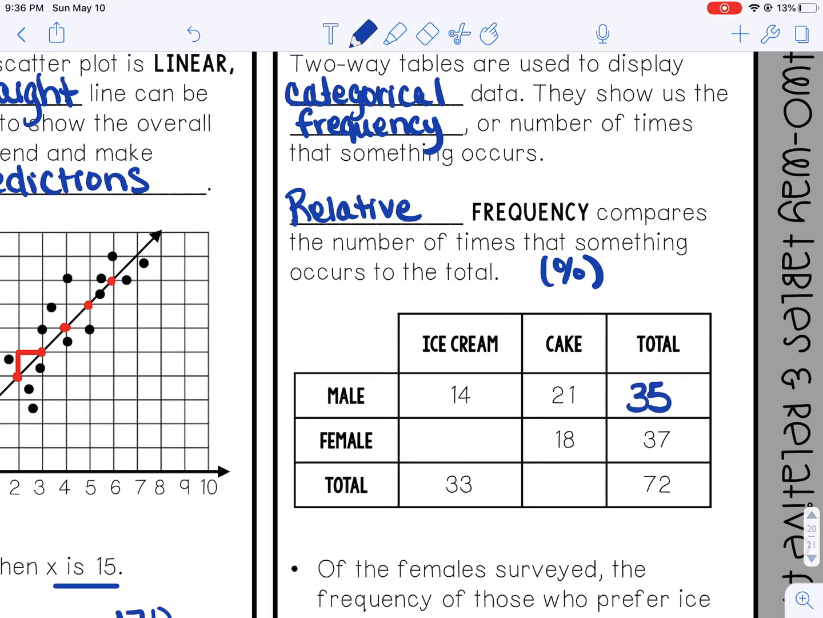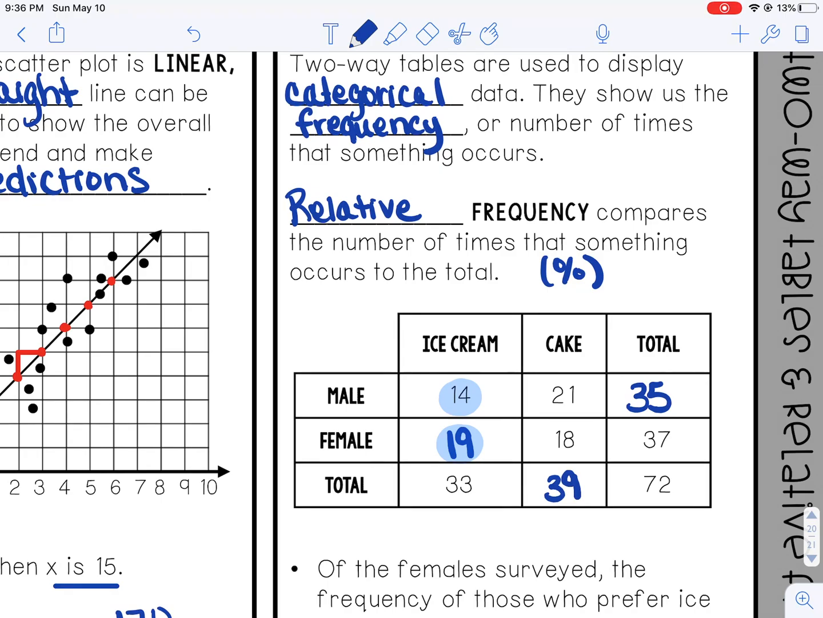I don't know how many females prefer ice cream, but I do know that 18 prefer cake, and there's a total of 37 females. So if I take 37, subtract 18, that's going to leave 19 that prefer ice cream. To double check that I'm correct, I'm going to add 14 and 19, make sure it's 33. To get my answer for cake, 21 plus 18, 39 total people like cake over ice cream.